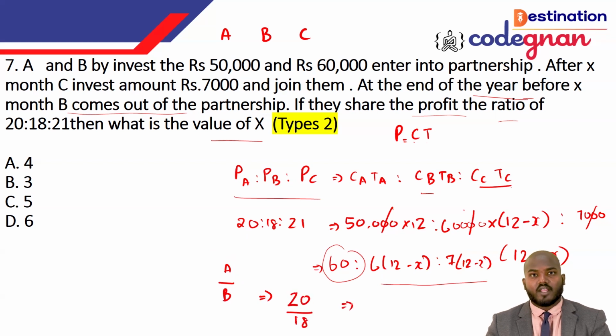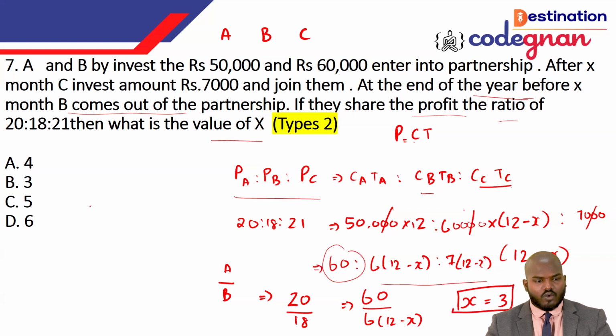And same like the capital and the time they have mentioned in this one, that is 60 by 6 of 12 minus x. If I keep it out, I'm just making a cross multiplication. If I make the cross multiplication, guys, I will get the answer x is equal to 3. So this is how you will sort out the answer in this particular thing. You have to understand here. Got it, guys? I think you are clear about this one. We'll move to the next question, guys.